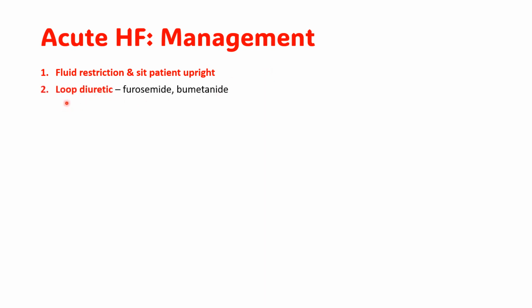Secondly, you want to consider the use of a loop diuretic, such as furosemide or bumetanide. Typically you give 40 milligrams intravenously for symptomatic relief. They're not improving the long-term morbidity or mortality, but they're given for symptomatic relief to try and offload some of that fluid.